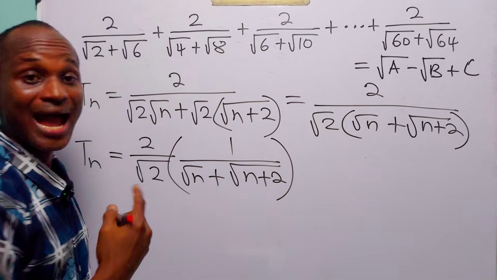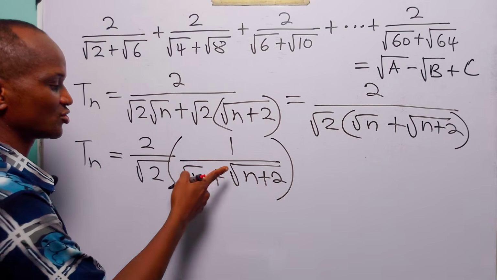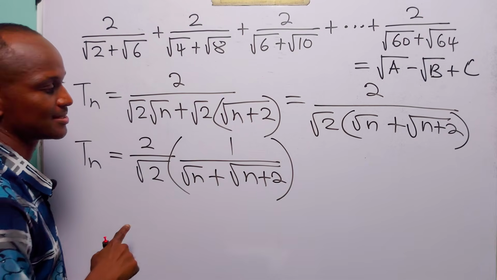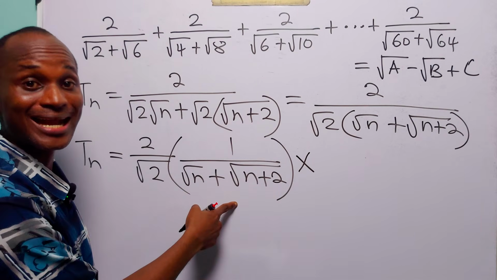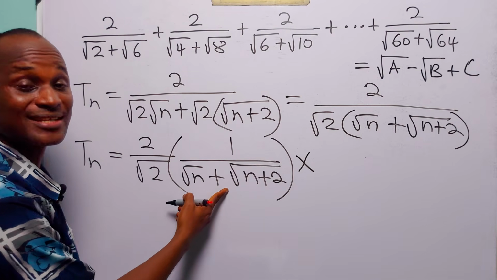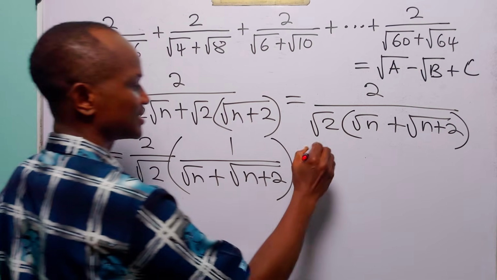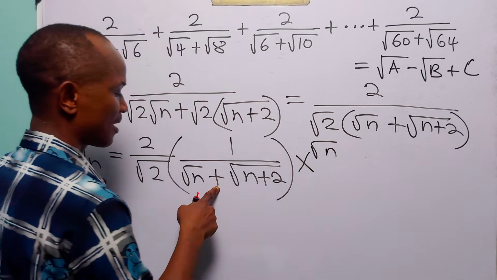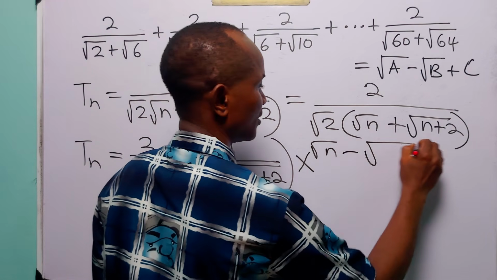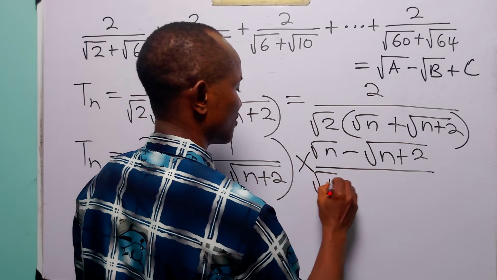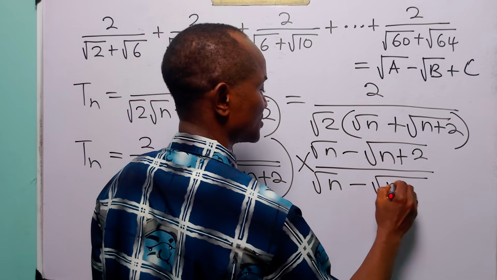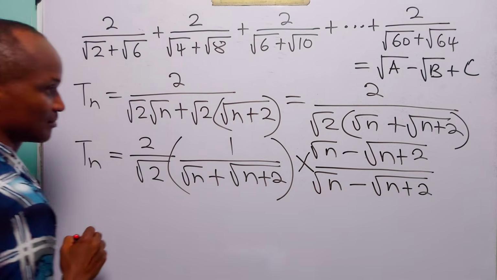And of course, you know that the next thing we are going to do is to rationalize this. And to do that, we are going to multiply both the numerator and the denominator by the conjugate of the denominator, which is root n minus root n plus 2. Root n minus root n plus 2.